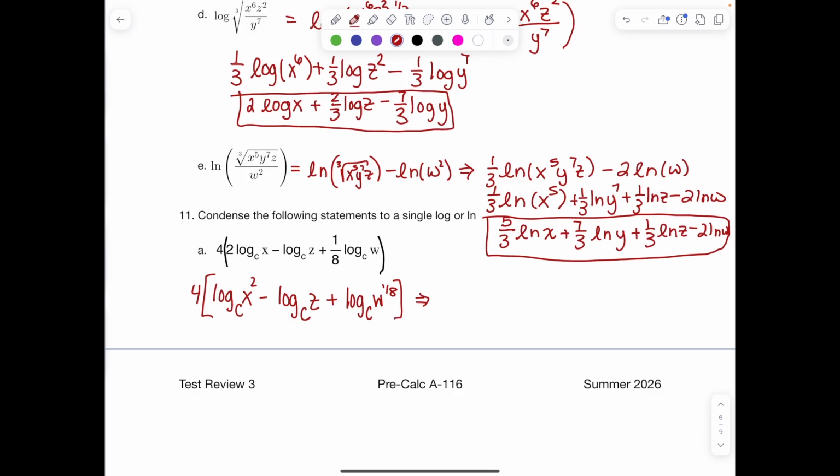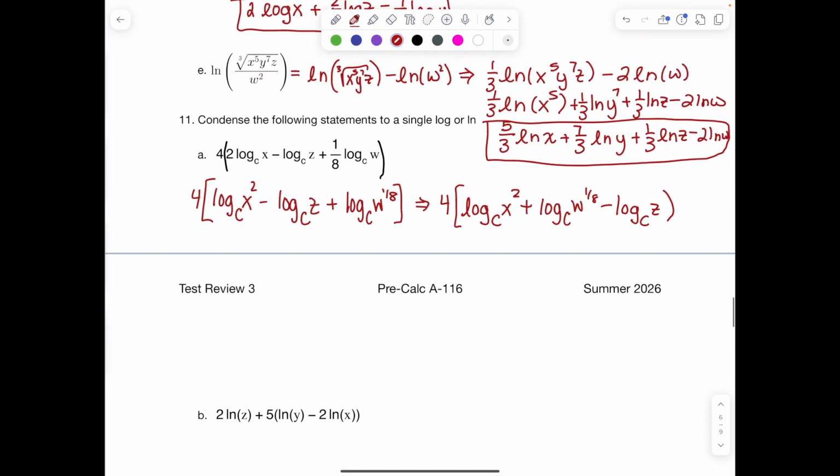Next, we want to start condensing everything down. Now, whenever you see this minus, but then there's a plus there, you have to be really careful. We could reorder, they're trying to trick us. And so we just want to make sure that this is right. Okay, so let's reorder. So we get 4 times log c x squared plus log c w to the 1/8 minus log c z.